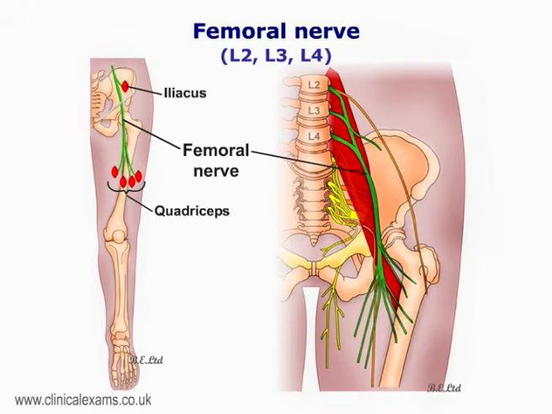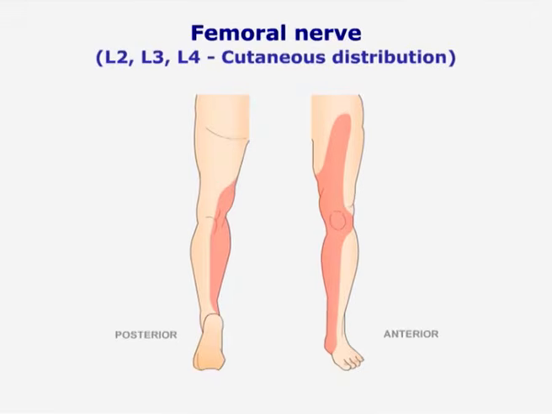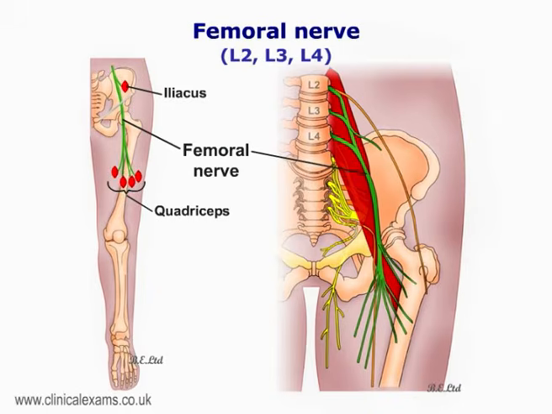The femoral nerve arises from L2, L3, and L4. It supplies the iliacus and quadriceps. These muscles perform hip flexion and knee extension. The femoral nerve also supplies most of the skin over the anterior and medial thigh and the medial part of the leg and ankle. The obturator nerve also arises from L2, L3, and L4.